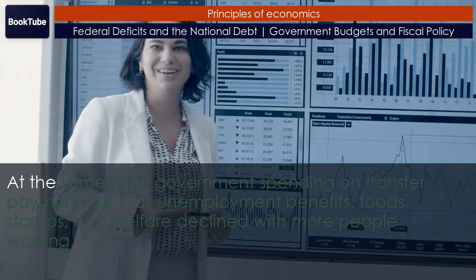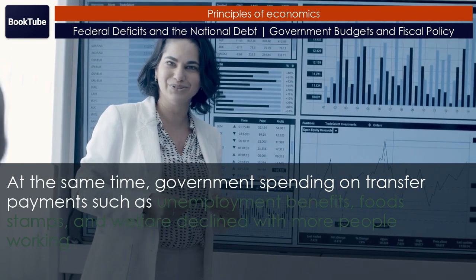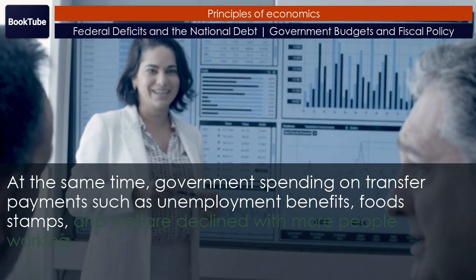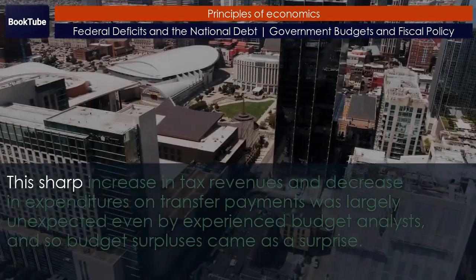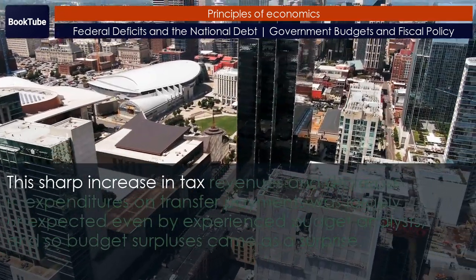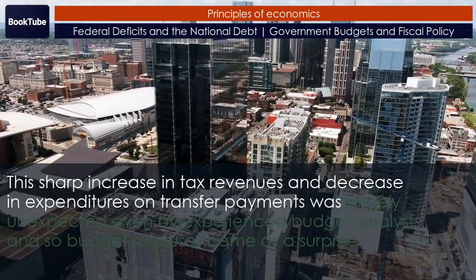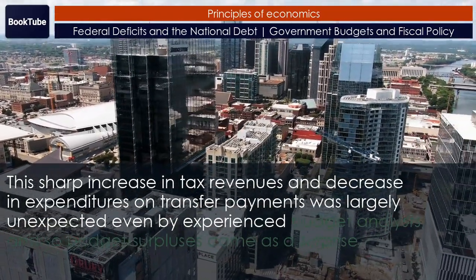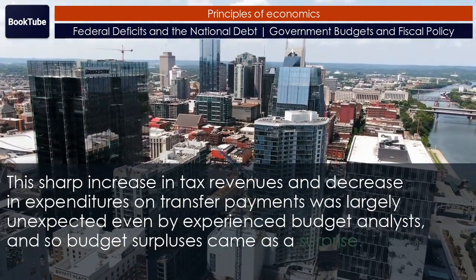At the same time, government spending on transfer payments such as unemployment benefits, food stamps, and welfare declined with more people working. This sharp increase in tax revenues and decrease in expenditures on transfer payments was largely unexpected even by experienced budget analysts. And so budget surpluses came as a surprise.